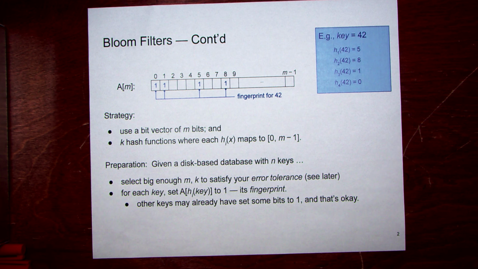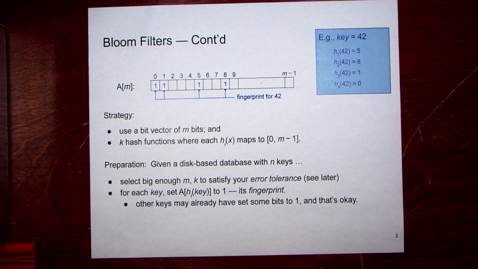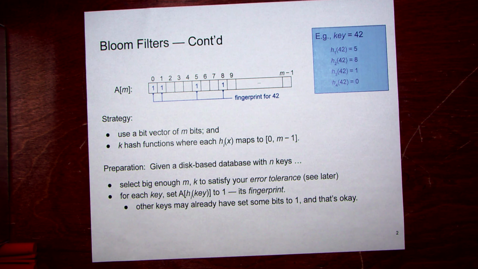If you have n keys, the way you set up your Bloom filter is you first select m and k to be big enough so that it has certain properties and satisfies your error tolerance, which we'll see later. And for each key, you put it into the Bloom filter by setting to 1 whatever each of the hash functions maps the key to. Those k hash values together are called a fingerprint. Here we have an example for the key 42, and k is 4 in this example. Its hash value on hash 1 is 5, then 8, 1, and 0 for hash 4. So anywhere those values occur, those array indices will be set to 1.